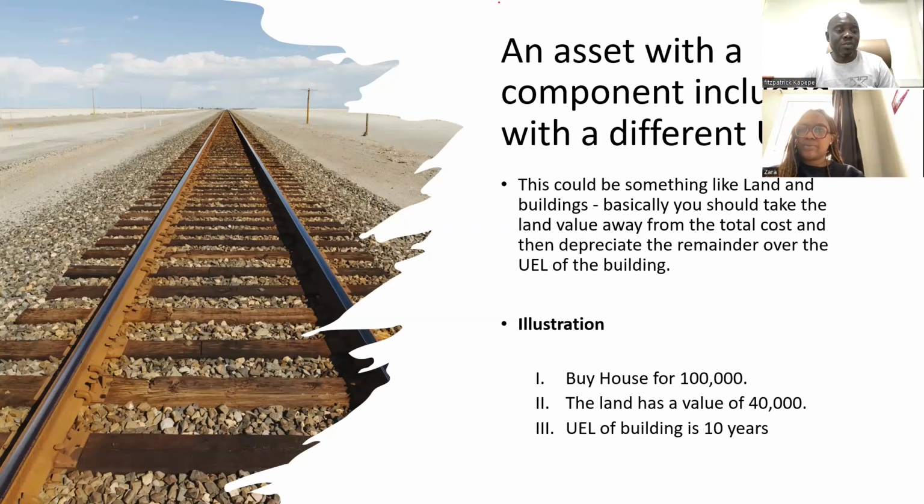Now you're looking at subsequent recognition. After the initial recognition, what are the things that need to be looked at? Under the cost model, which I had already covered, you look at the cost of this particular asset less your accumulated depreciation.